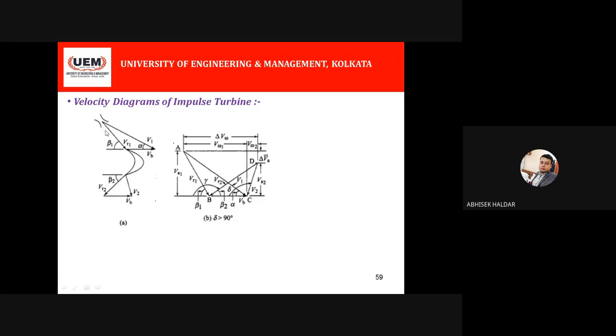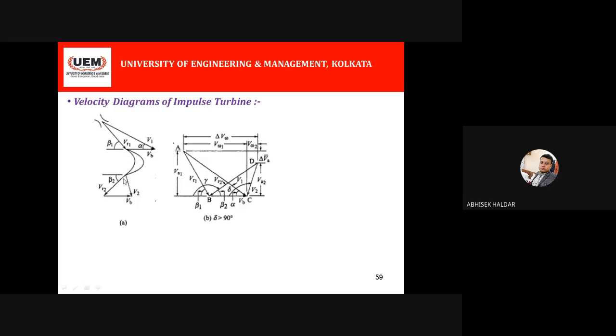So what is the relative velocity? The steam coming out from the nozzle hits this moving blade at a relative velocity of vr1, the relative velocity at the inlet. 1 stands for inlet, 2 stands for outlet. So v1 is the absolute velocity at the inlet, vr1 is the relative velocity at the inlet, alpha is the nozzle angle.